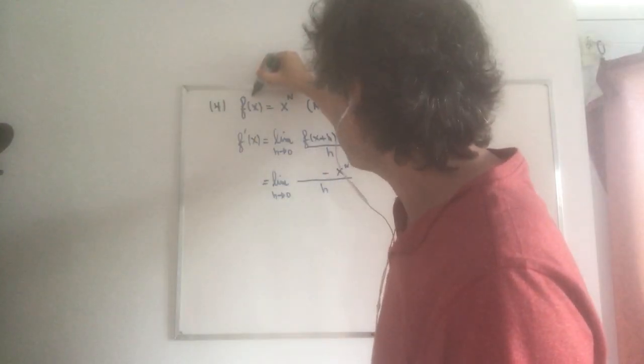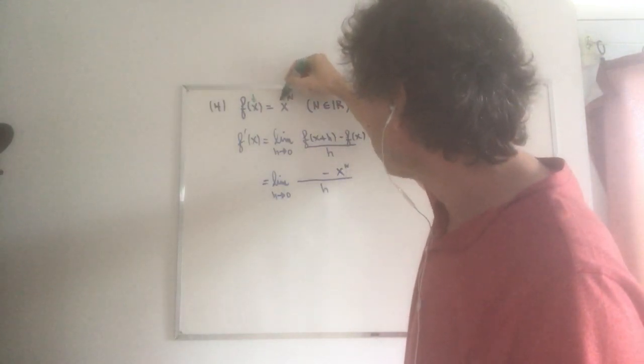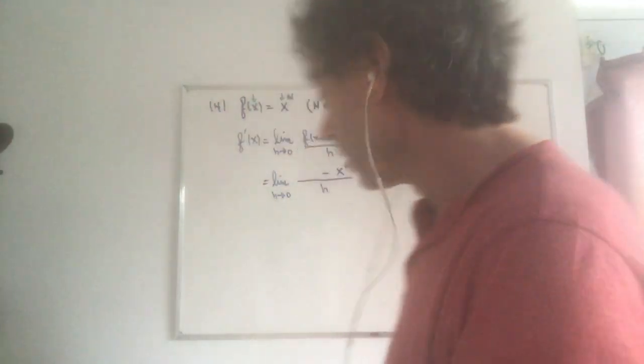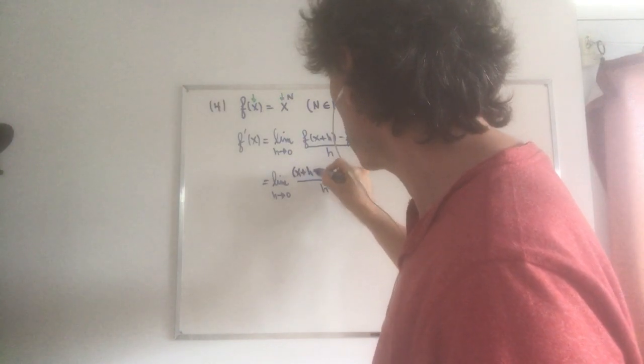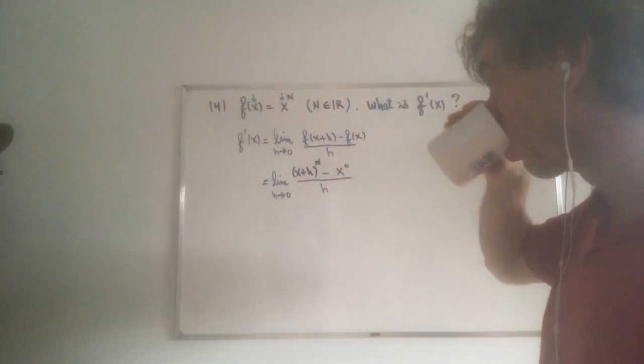Well, f of x is here. You want to replace this x with x plus h. So what does that mean? You're going to replace also this x by x plus h. So we have something like this, and that is where, in terms of algebra, things start to go a little complicated.